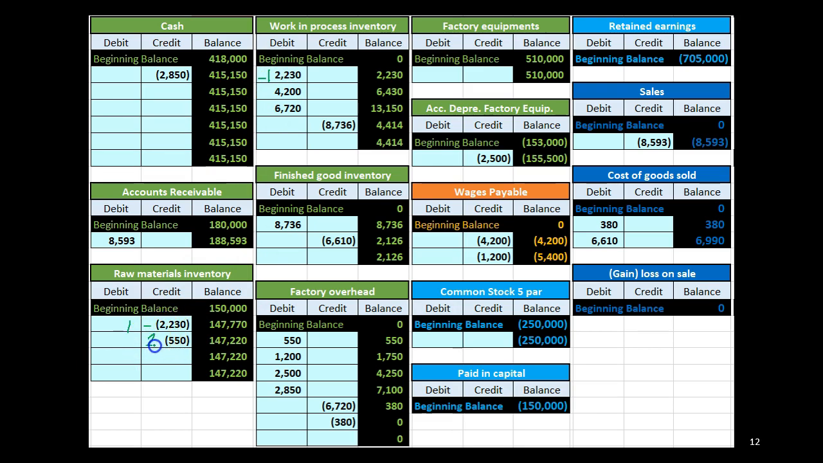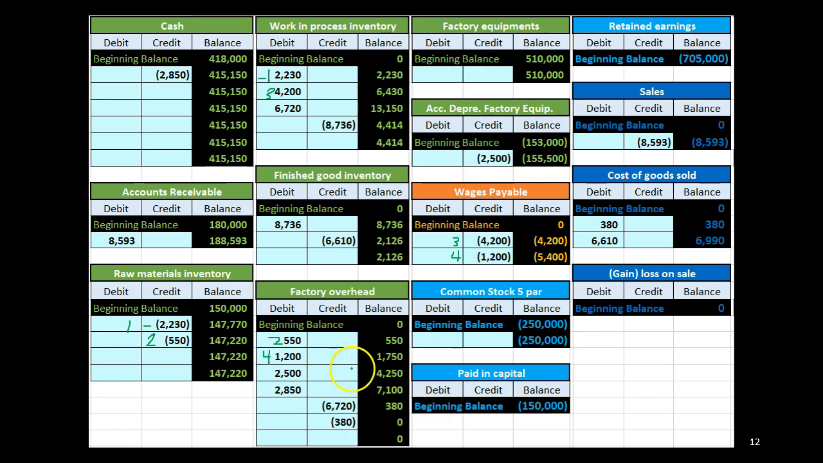Next thing that happened is a 2, raw materials went down here, and that went to factory overhead. That's because this is indirect materials that went to factory overhead. And so you can tie those things out. 3, what happened is this account here, wages payable, is going to work in process because we applied that out to work in process. And then 4, this wages payable is going to factory overhead because that is going to be indirect labor.